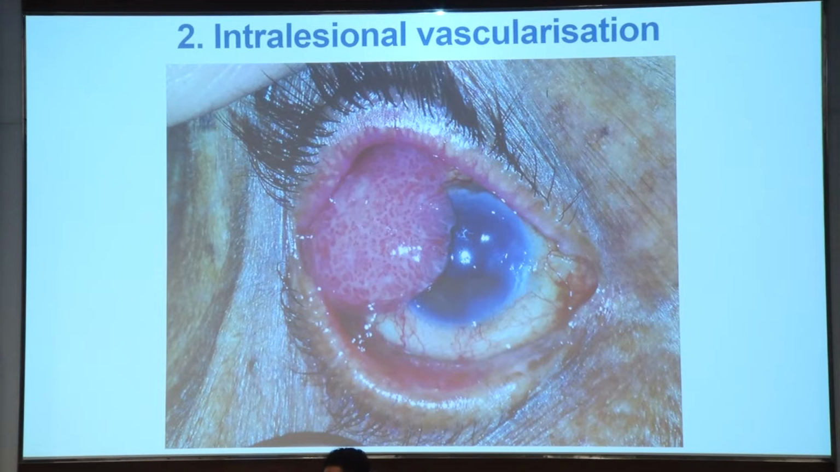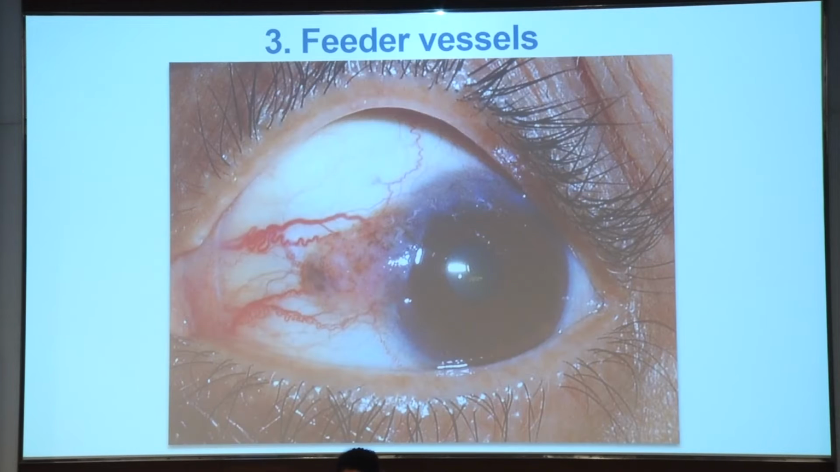If you see intralesional vascularization, that's the second point. If you have a mass which has lots of vessels growing inside that lesion, that's a sign which can guide you towards a possible malignancy. Third point will be feeder vessels. The more of these points you pick up in a lesion on the ocular surface, the higher your suspicion. If a lesion has just one of these points, your suspicion is a little low. But as you keep adding these factors, your suspicion should become higher, and more often you will be able to make a diagnosis just clinically.